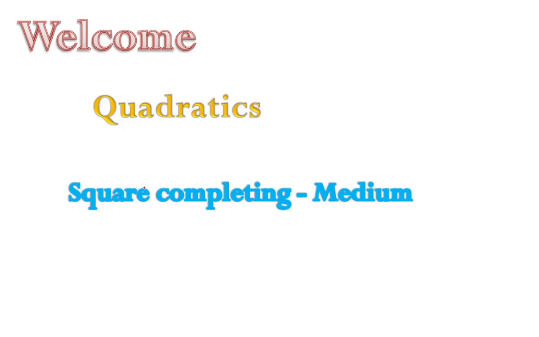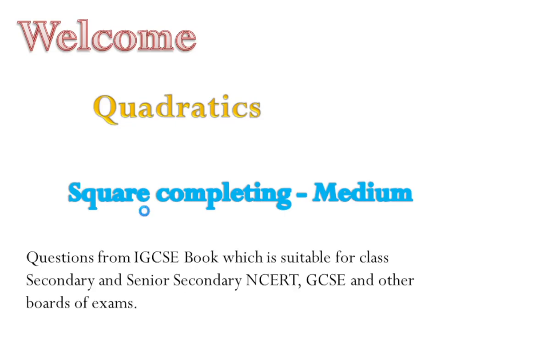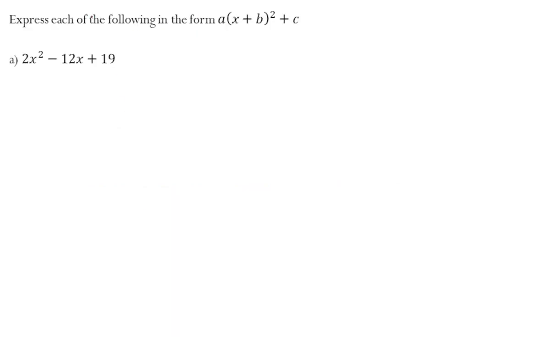Hello, welcome to everyone. Let's do a problem on the quadratic topic. On the subtopic, square completing, it is a medium level problem. The question is to express each of the following in the form a times (x plus b) the whole square plus c.